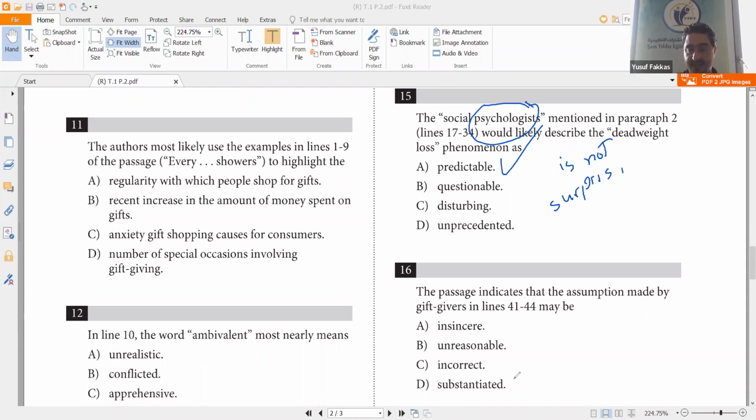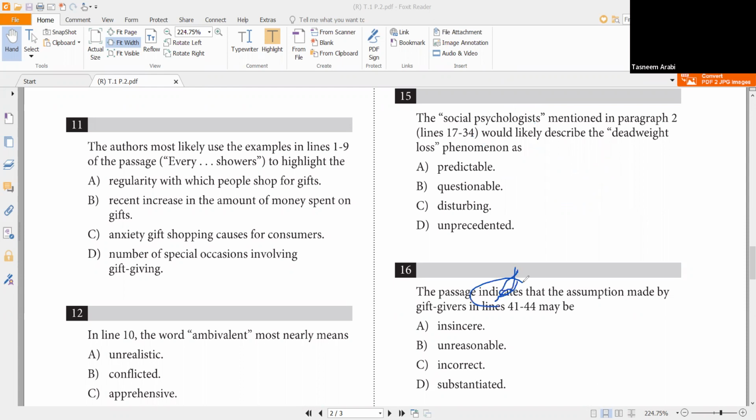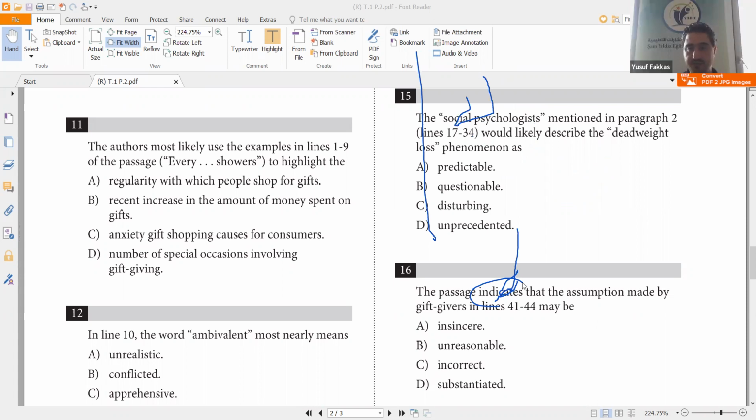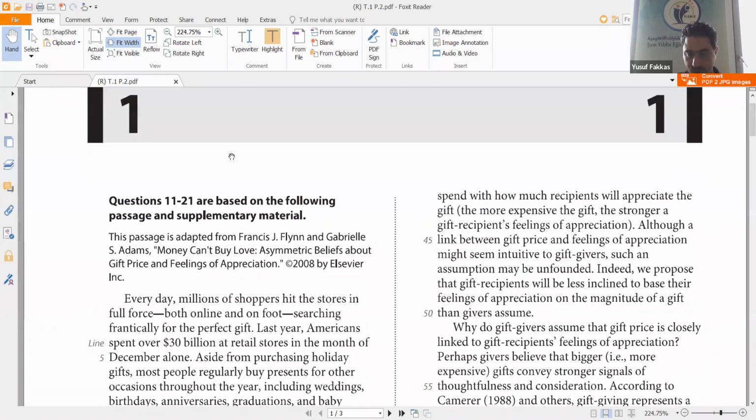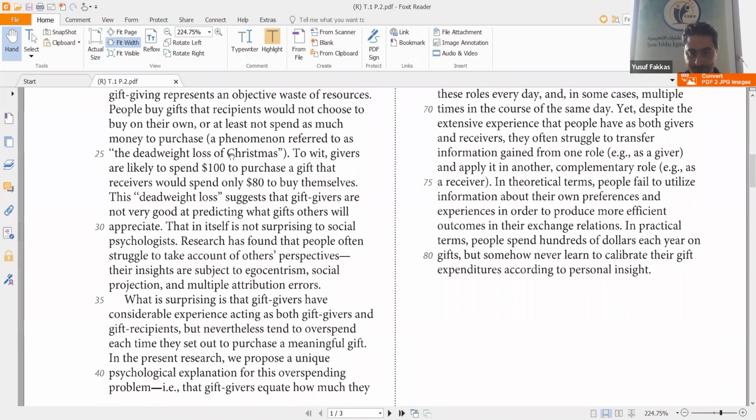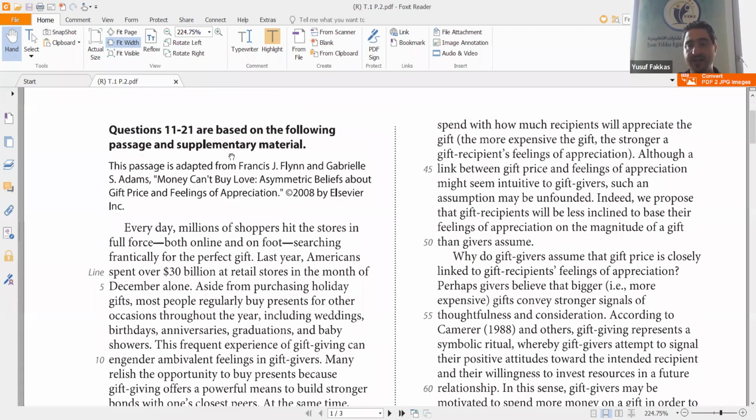Now, the passage indicates. Statement question. Thank you. And the previous one, by the way, it's an inference question. And it's a simple inference, because if you think something is not surprising, how would you describe it? Predictable. But here it's a statement. The assumption made by gift-givers in lines 41 to 44 may be what? Okay, so we have 41, 44. So gift-givers equate how much they spend with how much recipients will appreciate the gifts. Okay, so these are the lines.